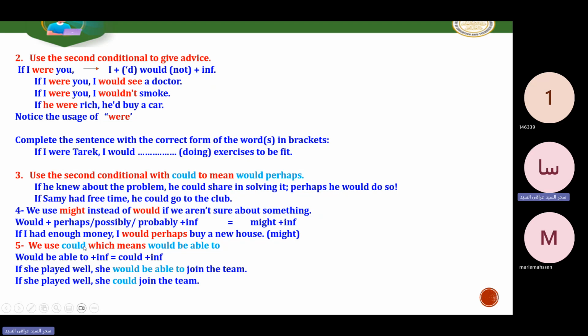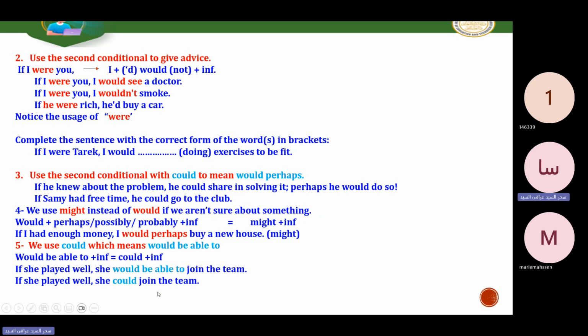Another usage, we could use could, which means would be able to. Would be able to, we can omit it and use could. Look at this example. If she played well, she would be able to join the team. Would be able to join the team. And instead of would be able to, we can use just could. If she played well, she could join the team.